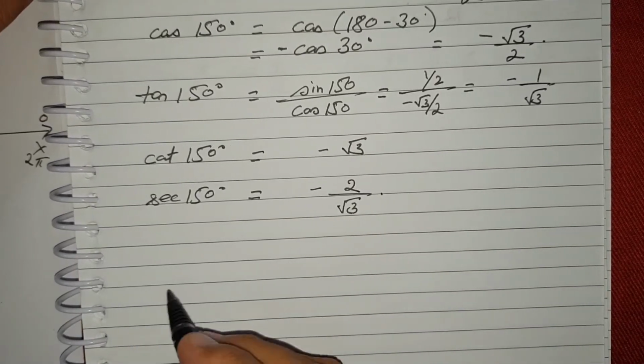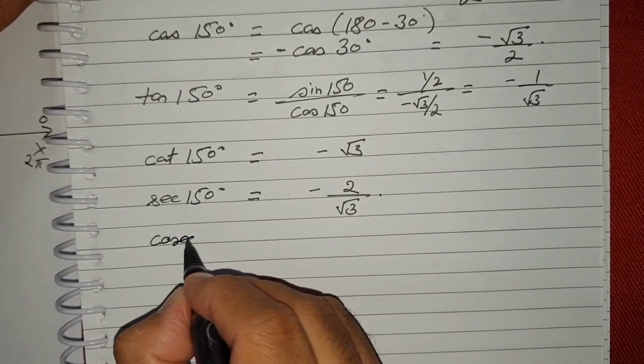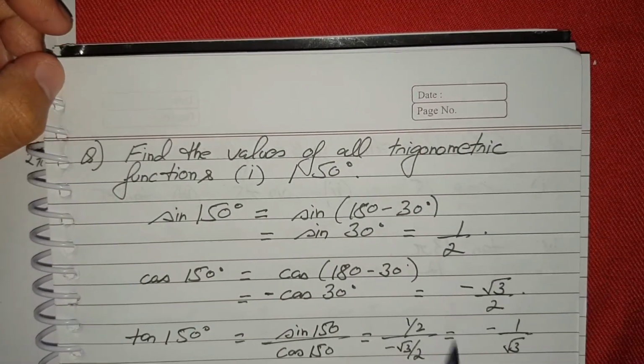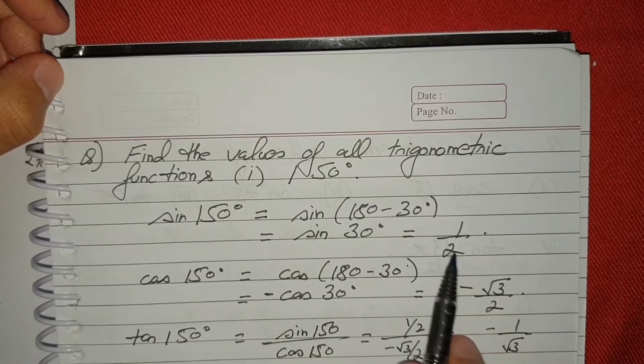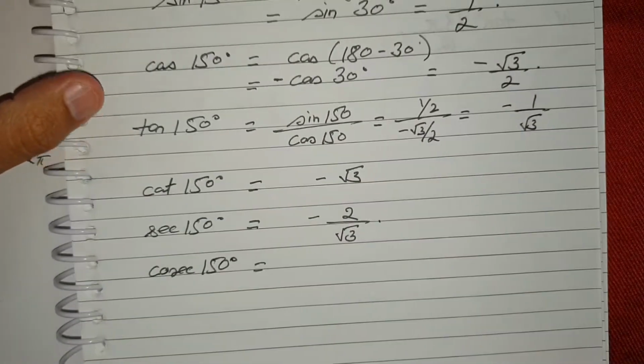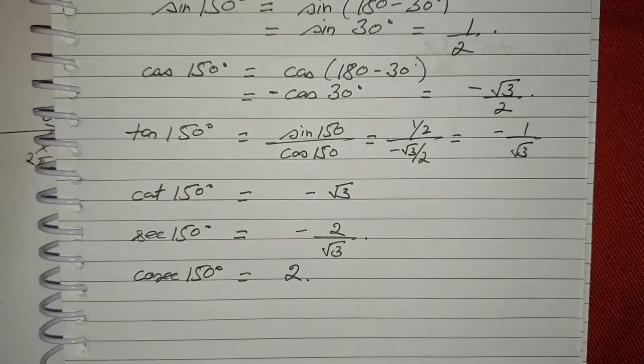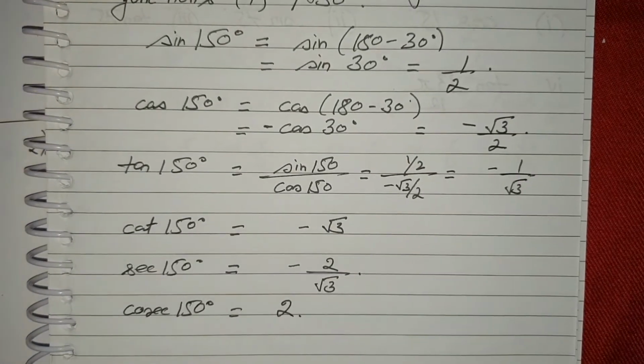And cosec 150 is the inverse of sine 150. Sine 150 is 1 by 2, so cosec 150 will be 2. So these are the values of all trigonometric functions of 150 degrees.